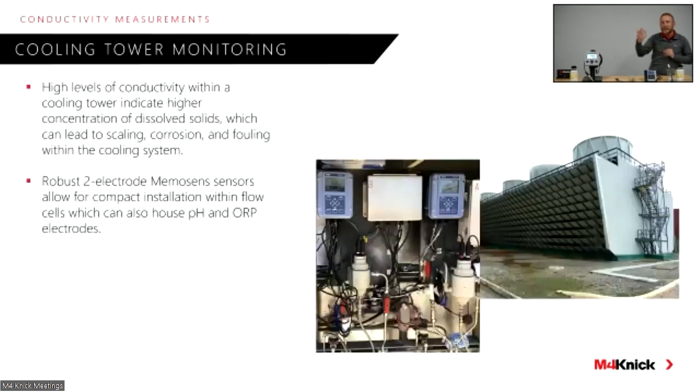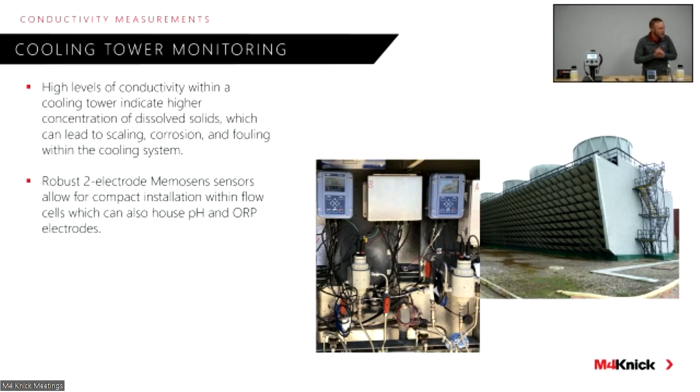When we talk about applications specific for 2 electrode sensors, probably all of you on today's webinar have cooling towers within your facility. Cooling tower monitoring is a very important measurement, right? Because we want to monitor performance, and obviously high conductivity inside cooling water indicates a high concentration of the dissolved solids. That can lead to scaling, corrosion, right? Fouling within the piping system. So oftentimes we utilize 2 electrode sensors such as our SE615 that I just showed. Even our SE630 can be utilized in these cooling tower applications.